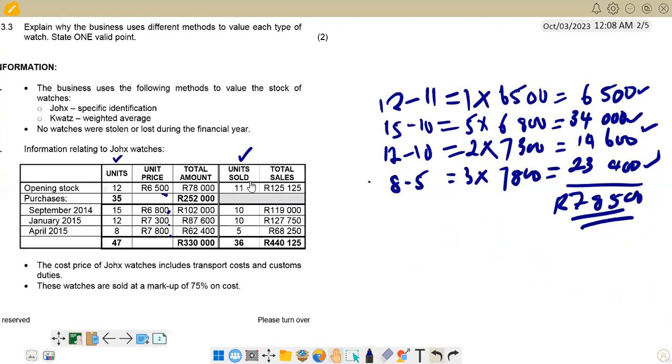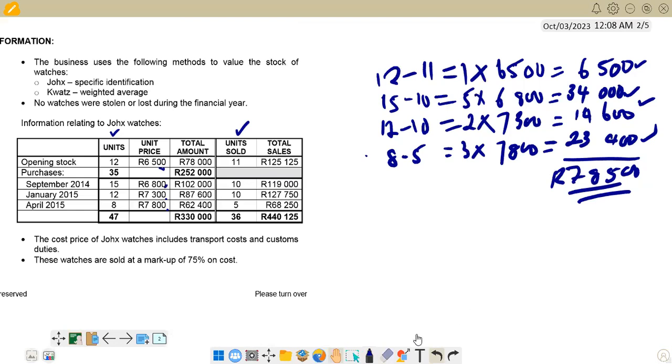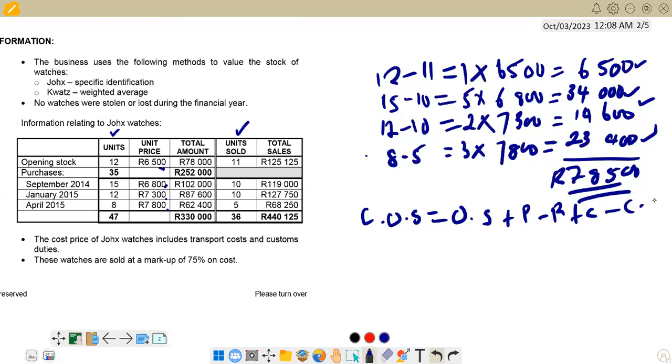So the formula used in the trading account says cost of sales is equal to opening stock or opening inventory. Then we add purchases. We subtract returns if they're there in the question, and we add carriage if it's there in the question, and then we subtract closing stock.